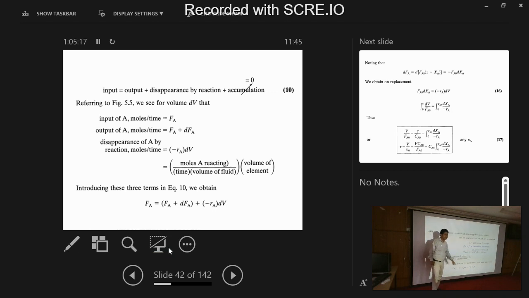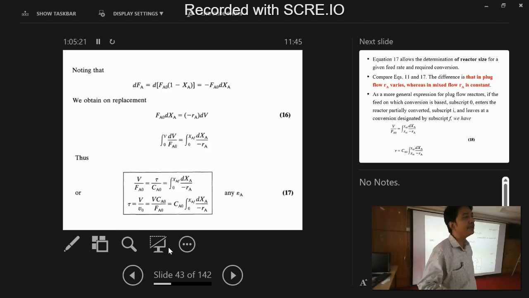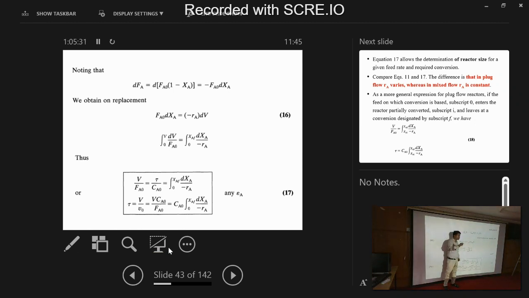So if I do the balance, I'll end up with an equation. Let me go to the equation itself directly, because CSTR I defined. So you end up with an equation more similar to CSTR, but there's an integration term. V by F_A0 is equal to tau by C_A0 is equal to integral from 0 to X_A of dX_A by minus r_A.